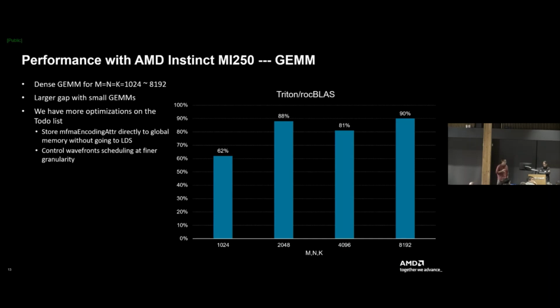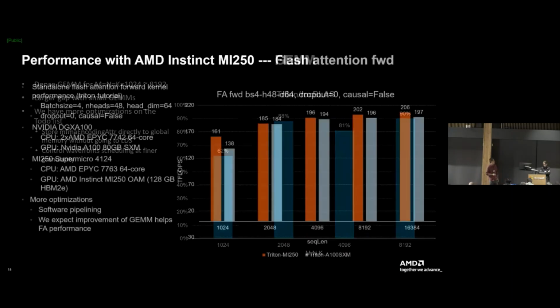And we have some to-do optimizations. First, we plan to store the result of MFMA instructions directly to global memory instead of going through LDS to rearrange the data. And also we plan to control the warp scheduling at finer granularity.